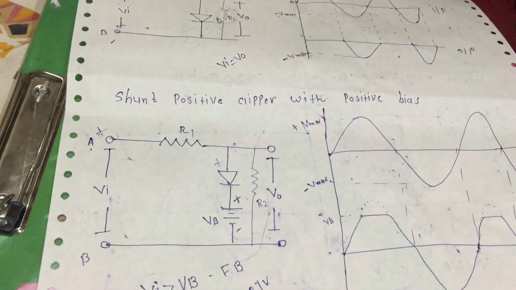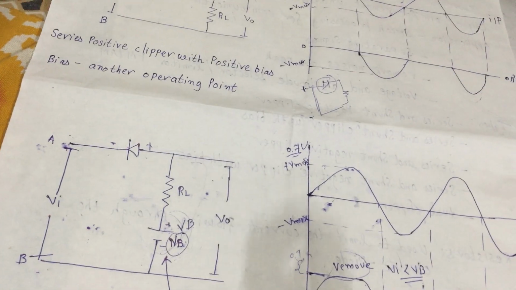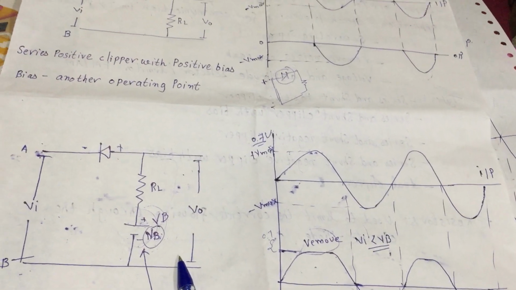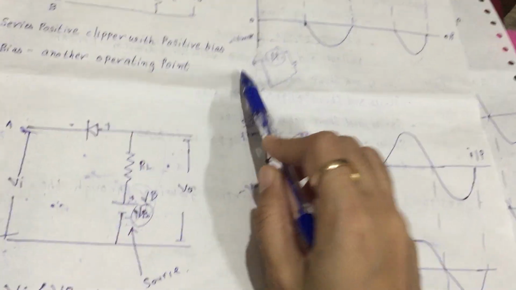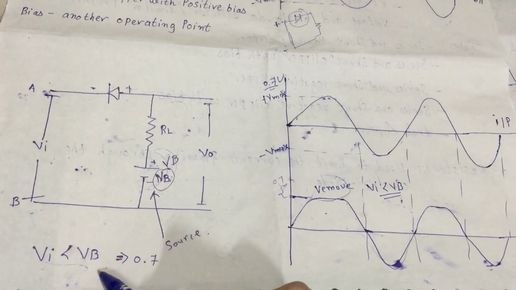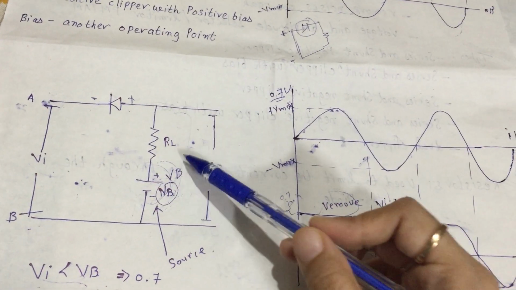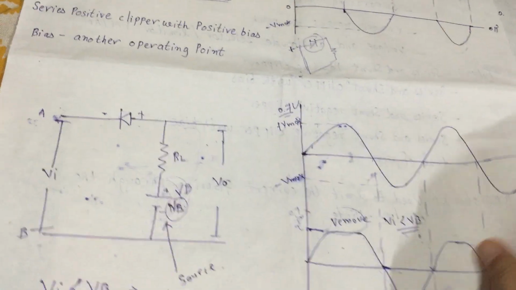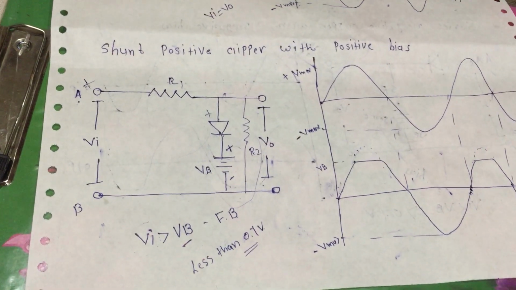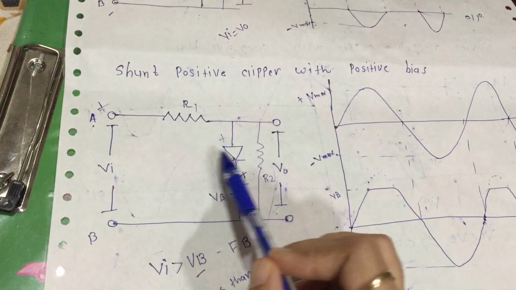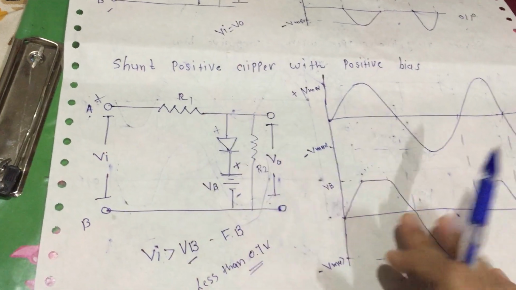Alright, but in the series positive clipper with positive bias circuit, Vi is less than Vb. Okay, so here is reverse bias but here is forward bias. So please remember that, which is the difference in voltage because of the diode in forward and reverse bias.